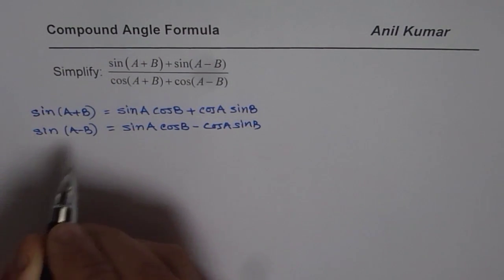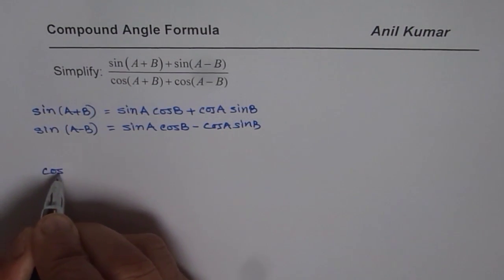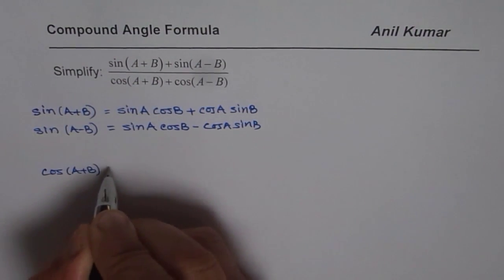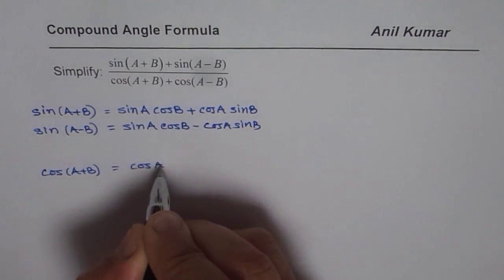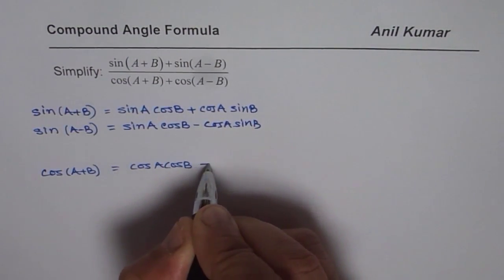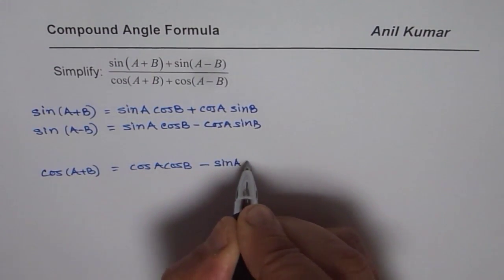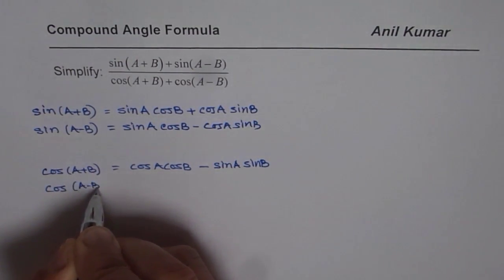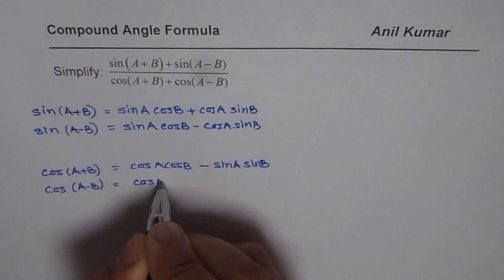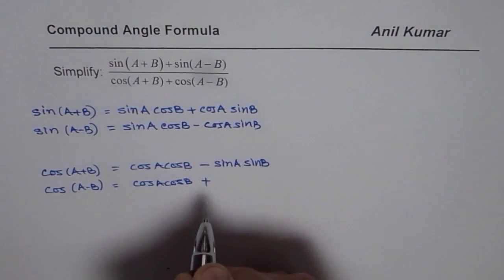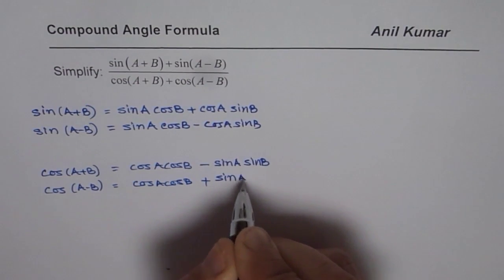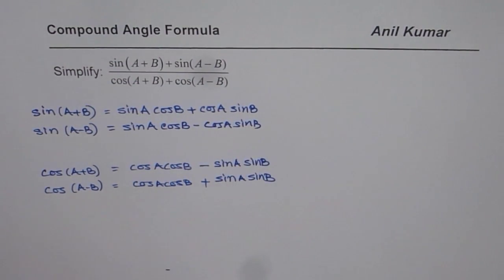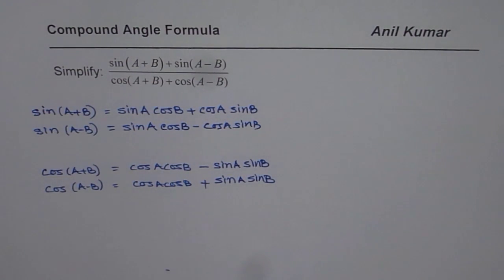Now let me also write down the cos of a plus b formulas, right? So we'll write cos of a plus b equals cos a cos b, but we have minus this time here, right? Sine a sine b. And cos of a minus b is cos a cos b, and you guessed it, we have to change the sign. It becomes plus sine a sine b. Okay, so that is what the question is. So first thing, you should know the formulas. These are your formulas. Now let us look at it.